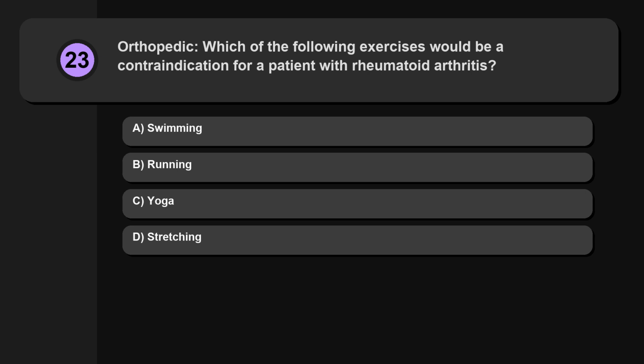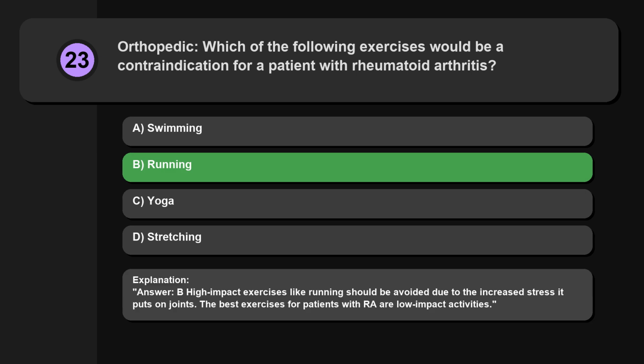Question 23. Orthopedic. Which of the following exercises would be a contraindication for a patient with rheumatoid arthritis? Option A. Swimming. Option B. Running. Option C. Yoga. Option D. Stretching. The correct answer is option B. Running. High-impact exercises like running should be avoided due to the increased stress they put on joints. The best exercises for patients with RA are low-impact activities.